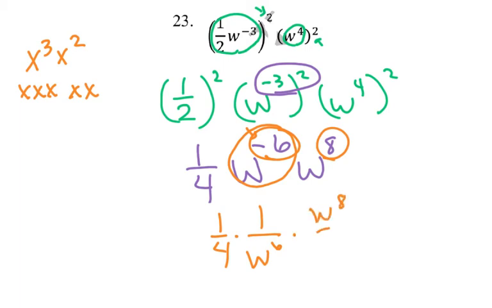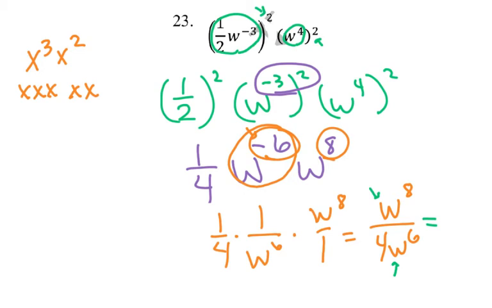So that's, of course, over a 1. And so I'd have w to the 8th over 4w to the 6th. That's still not simplified, because if I have w's on top and w's on the bottom, I can cancel those common factors.